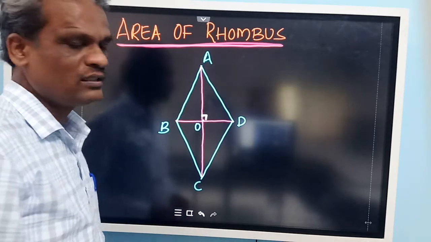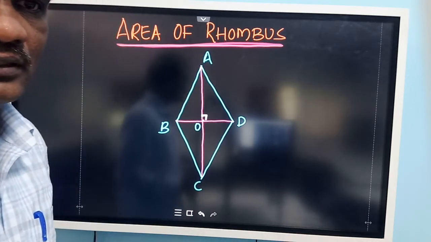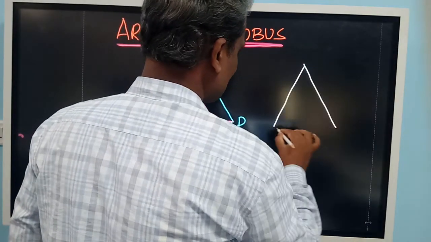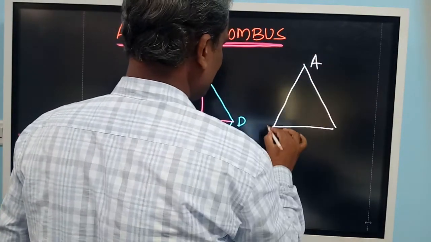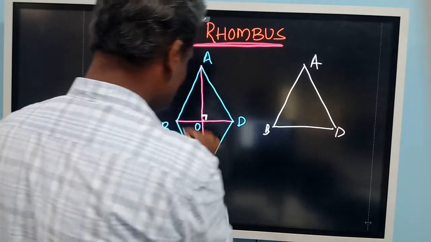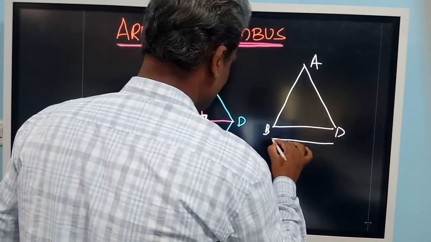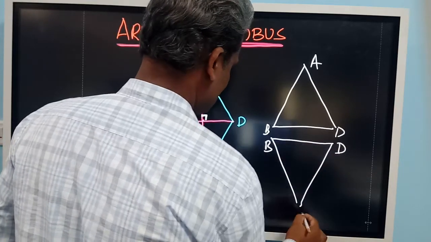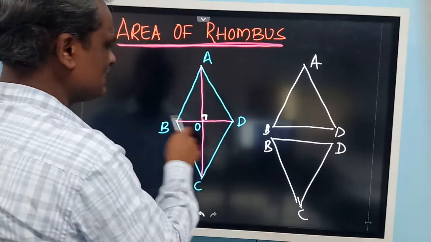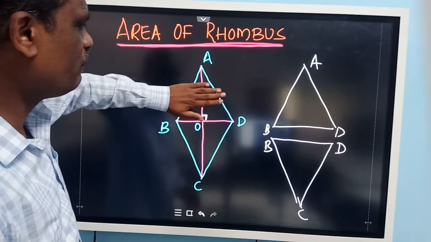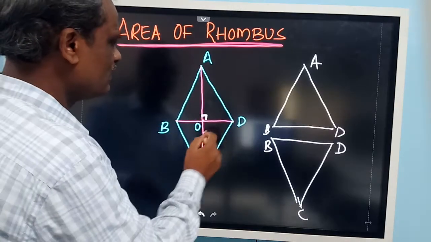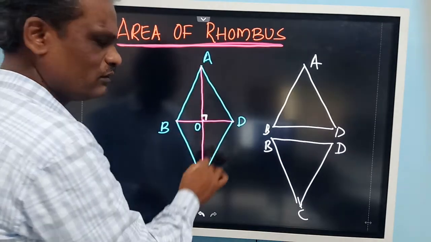Now I want to find out the area of this rhombus. What I will do, I will divide this into two triangles. One is this one, ABD. The second one is BCD. So this is another triangle, BDC. So I have to divide this into two triangles, the topmost triangle and this bottom triangle. We have divided along this BD, dividing this into two triangles.